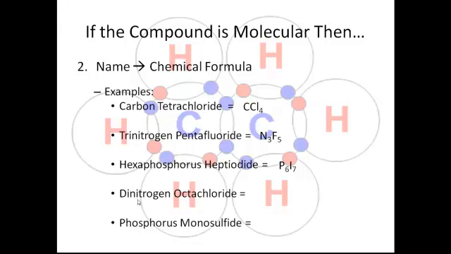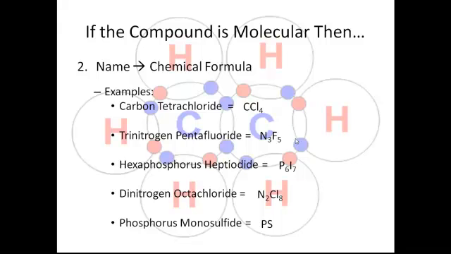Dinitrogen octachloride. Nitrogen, that's N. How many? Di. That's 2, so N2. And then octachloride, chloride is Cl. Octa, that's 8. So N2, Cl8. Phosphorus monosulfide. Phosphorus, no prefix. You can assume that means it was mono, so just P. Monosulfide is just plain S, so P and an S.